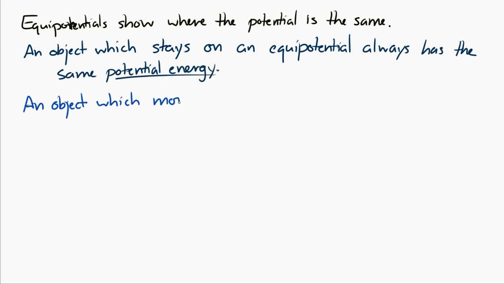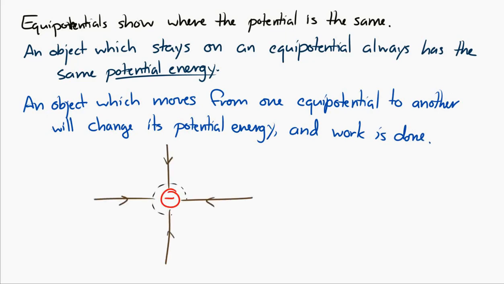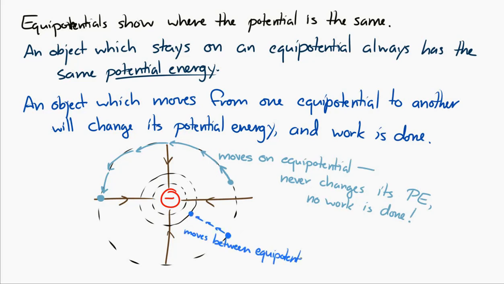Whereas an object, if it moves from one equipotential to another equipotential, will change its potential energy, and so work has to be done. So, for example, let's say we have a negative charge. Here are the field lines, here are the equipotentials. If I have one object which travels on an equipotential and never leaves that equipotential surface, just travels along it, it never changes its potential energy, and no work is done. Whereas if I have another object which travels from this equipotential surface to this equipotential surface, well, if it moves between equipotential surfaces, then it changed its potential energy and some work had to be done.